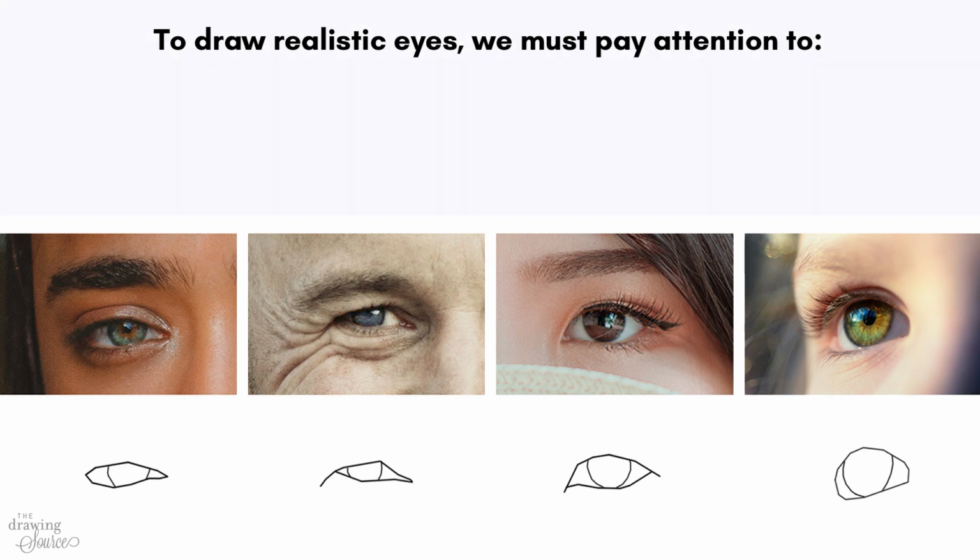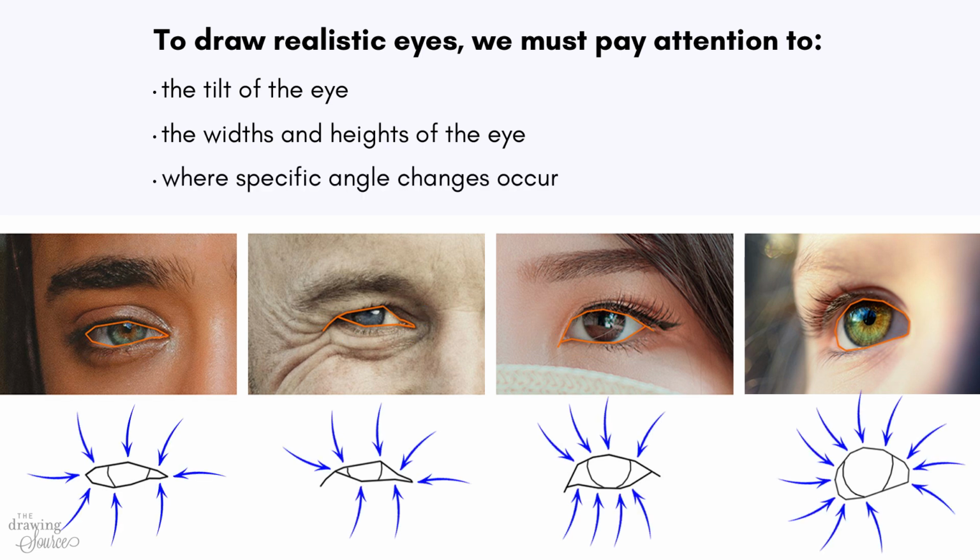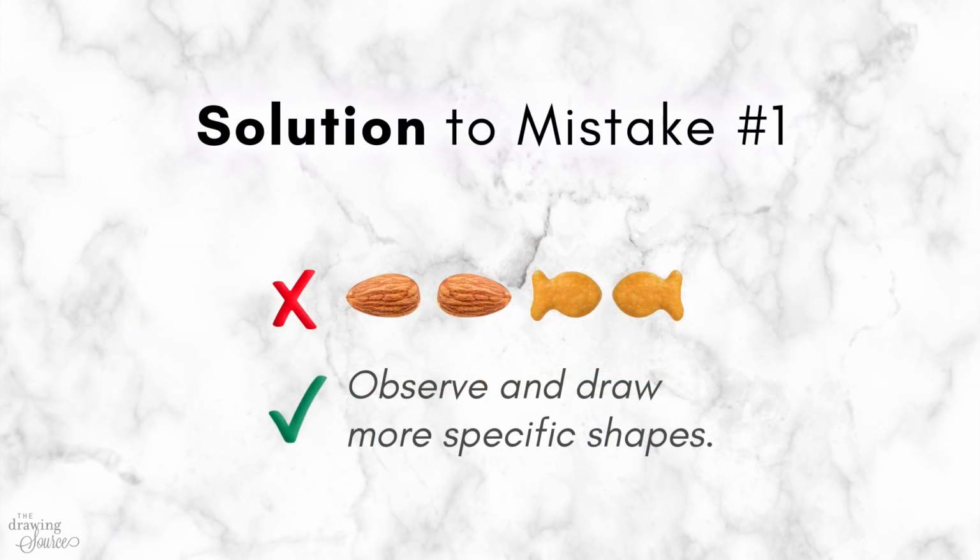To draw realistic eyes that look recognizably like those of our model, we must pay attention to the tilt of the eye, the widths and heights of the eye, and where specific angle changes occur. I've used straight lines here to point out the distinct angle changes in each eye shape. Now that you're seeing how unique each eye shape is, how do you draw it specifically rather than generically?